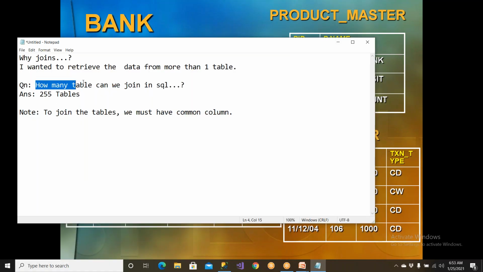And how many tables can we join in SQL? So we can join 255 tables in SQL. And to join the tables, we must have a common column. If there is no common column, we will not be able to join.